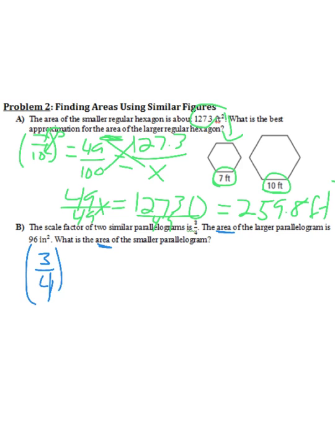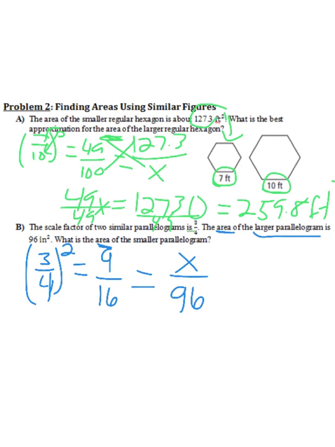So I'm going to take this 3/4 here, and I'm going to square it. 3 squared is 9, 4 squared is 16. This is the ratio that I'm going to be using. I got the smaller parallelogram on top, the larger number on the bottom. So when I go to find my equation, my fraction that I'm going to set equal to it, I'm told that the larger parallelogram is 96. So 96 should go on the bottom where the larger number in my ratio is. And then I'm going to put an x on the top.